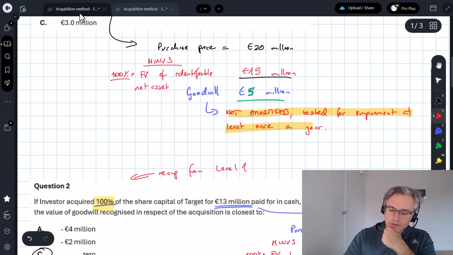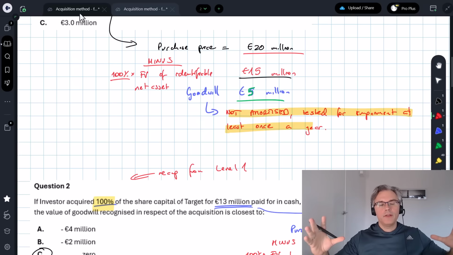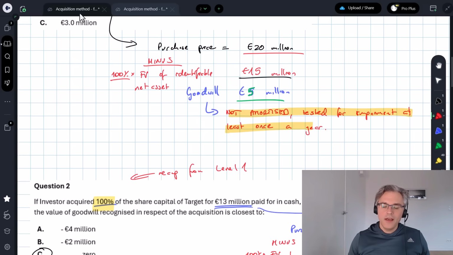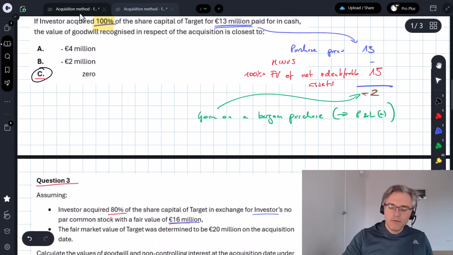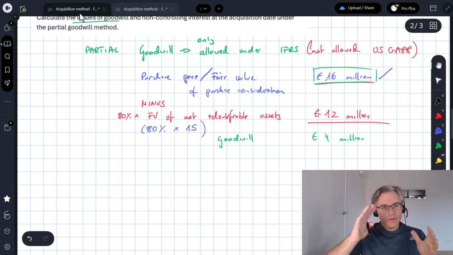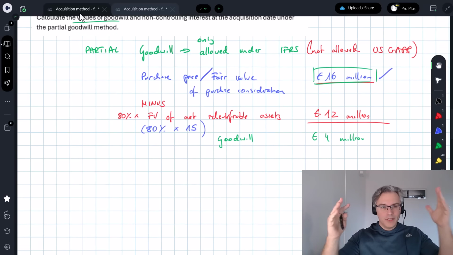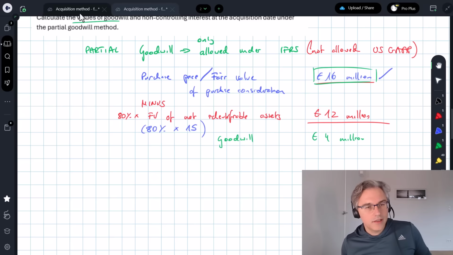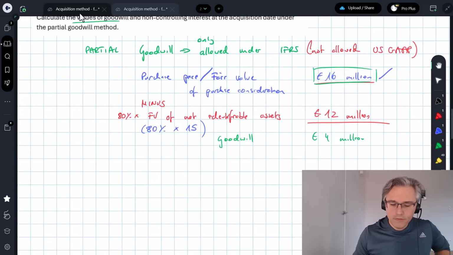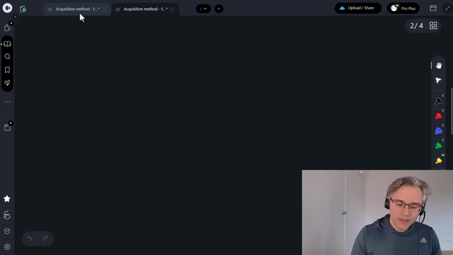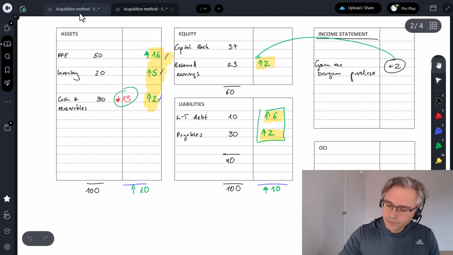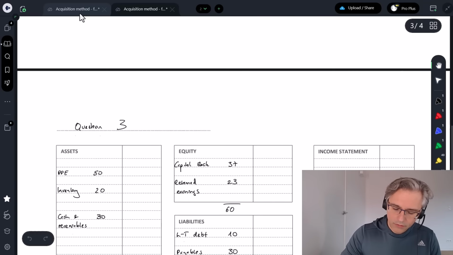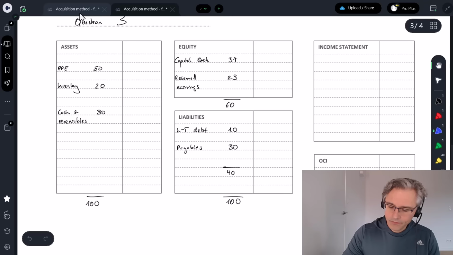It's the same approach that we had before, where we compared the purchase price when we were paying for the full company, 100% of the shares, and deducting the fair value of identifiable net assets, 100%. Here we just scale. We've got a price for a smaller percentage of the shares, and we compare that with the fair value of a smaller percentage of the net assets, so 4 million. Now let's go to a template, because it's really critical that you understand the consequences.